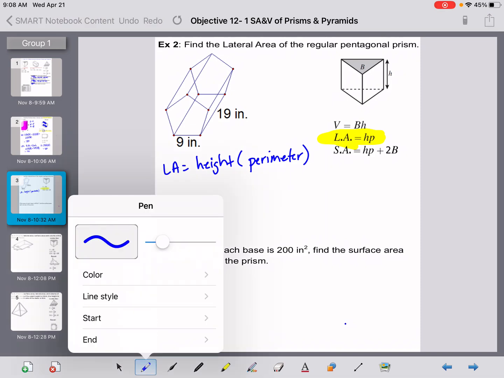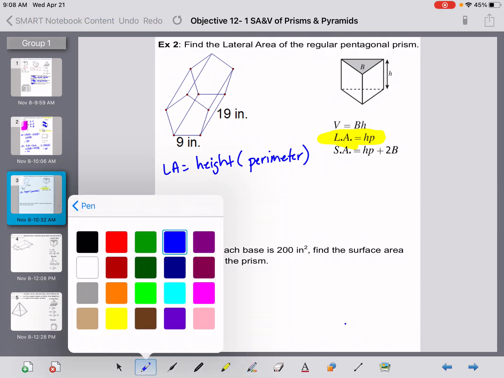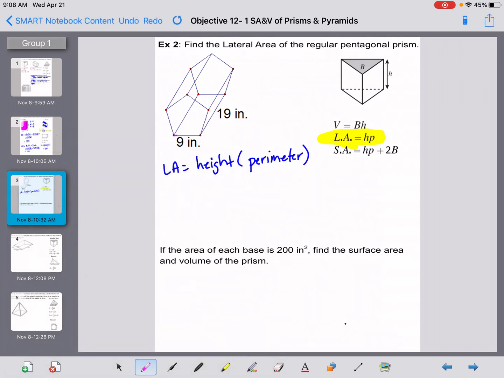So let's use some pink. So this is 9 inches. This is a regular pentagon. So that means all of these sides are 9 inches. And I have to add all of those together, along with all of these sides that are 9 inches. So how many of those do I have total? 1, 2, 3, 4, 5, 6, 7, 8, 9, 10.